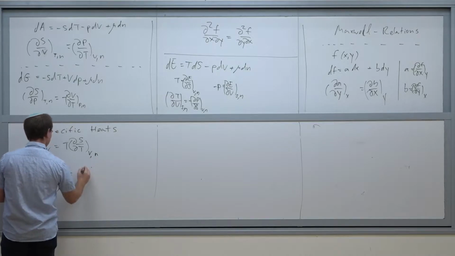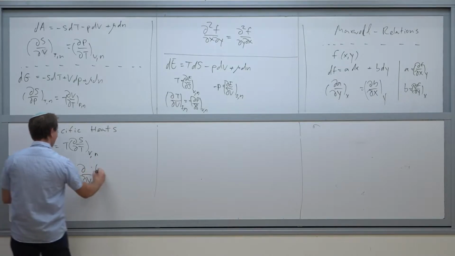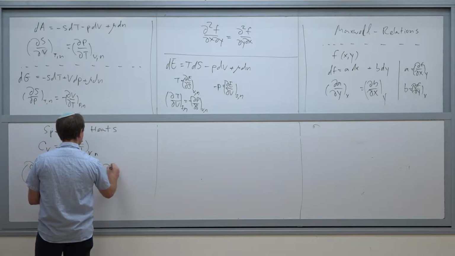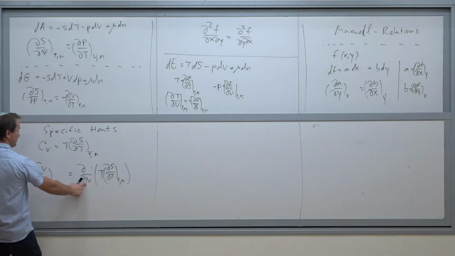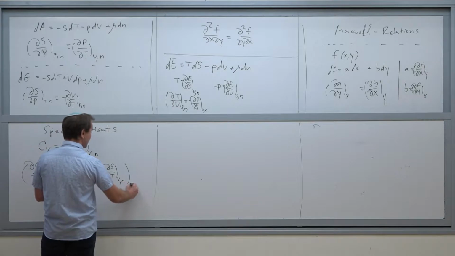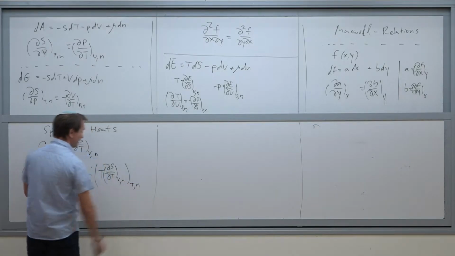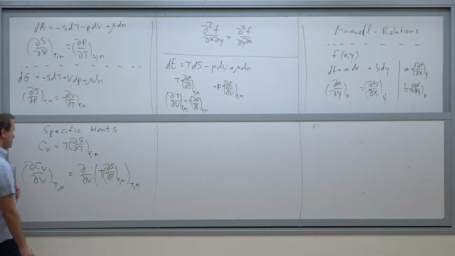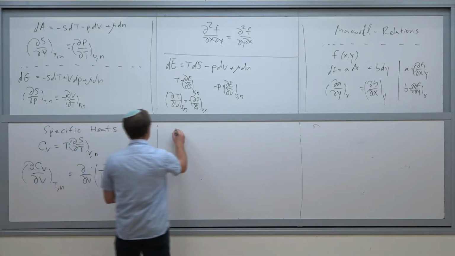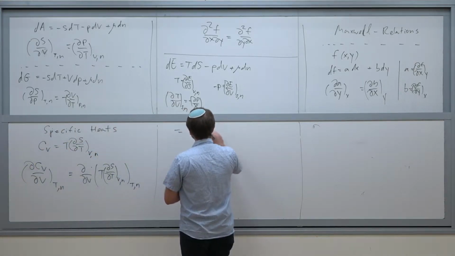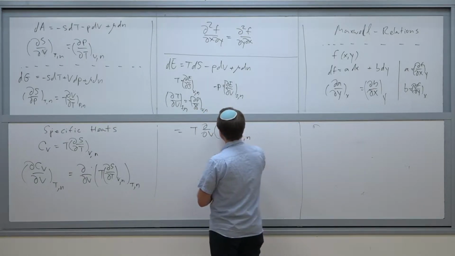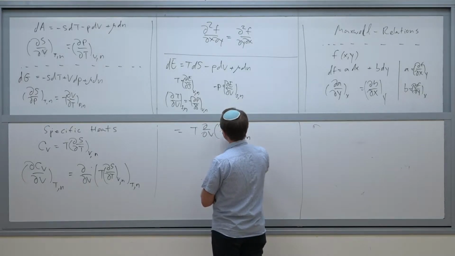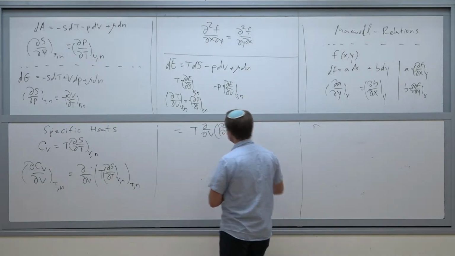Let's write it down. So it's d/dV of T ds/dt. I'm keeping V constant, number of particles constant. And when I'm making a derivative with respect to the volume, what am I keeping constant? The temperature constant and the number of particles constant. Okay, so I can get T out of this equation. So it's simply T d/dV, keeping T constant and N constant, and ds/dt, keeping V constant and N constant.